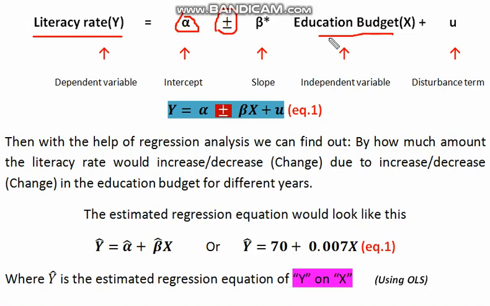That means the education budget is having a negative impact on the rate of growth of the literacy rate of India. That means it is not able to increase the literacy rate in India. In fact, it is decreasing if it comes out to be negative.